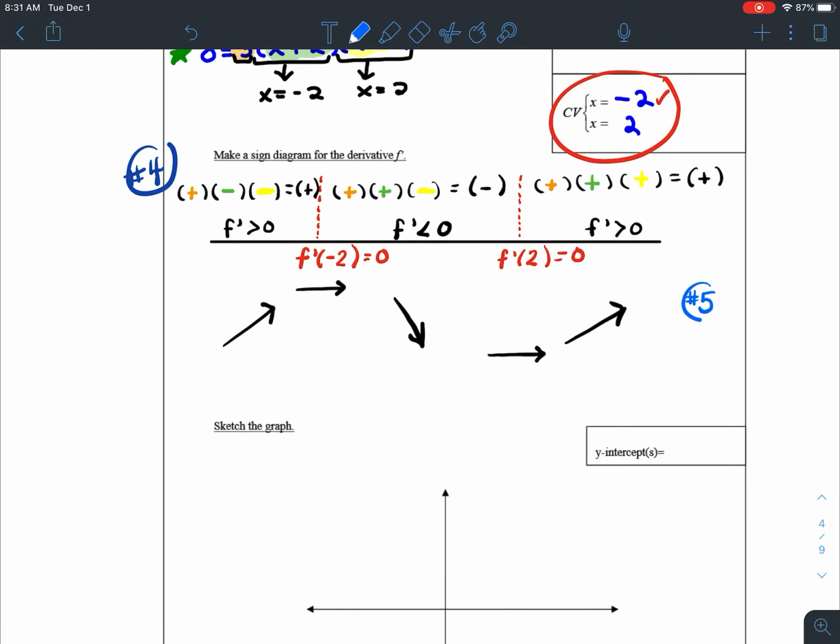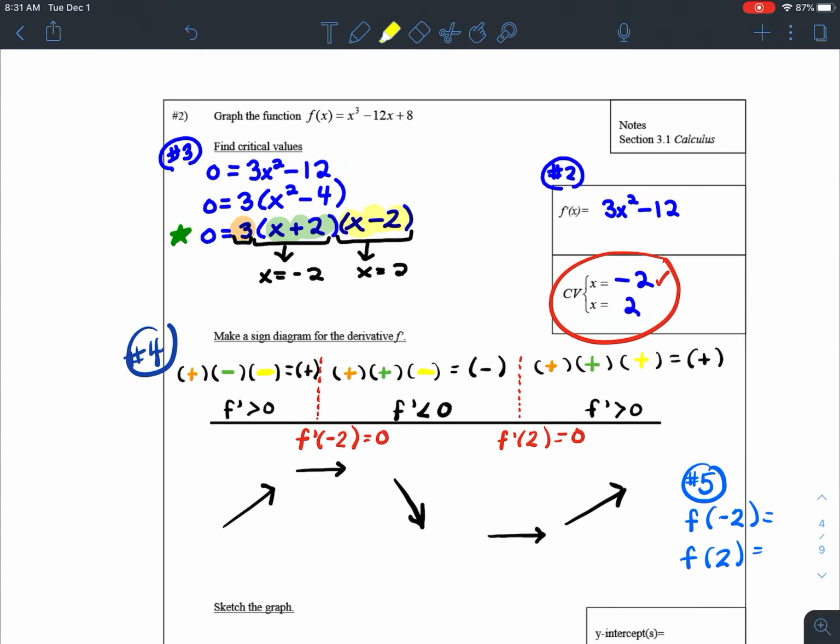So let's go back to, I'll do this off to the side here, step number 5. Our two critical values were -2 and +2. These are not being plugged into the derivative, but rather they're being plugged back into this original function up there.